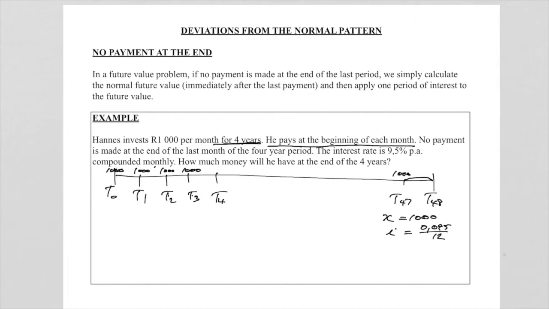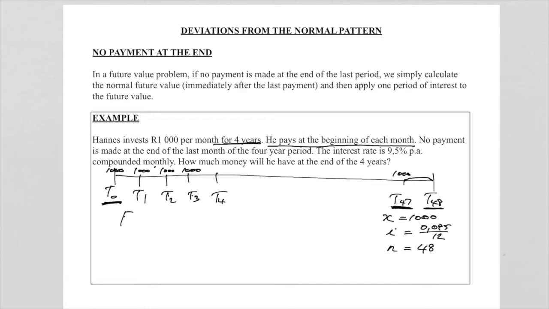And then the number of payments. Please remember, within future value annuities, we said before that N is not the number of months, but the number of payments. And the payments are from T0 up to T47. That is where the last payment is. So there will be 48 payments. Please take note, it's not because of that 48, but because of the fact that the first payment is at T0 and the last payment at T47. Therefore, 48 payments.